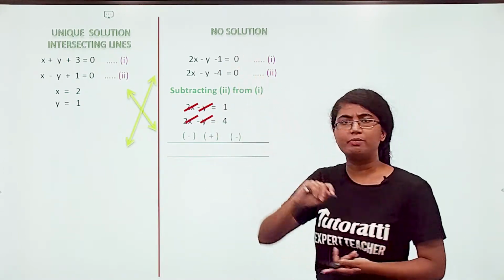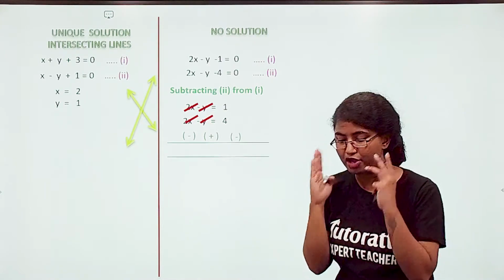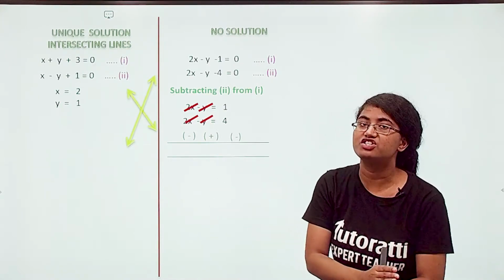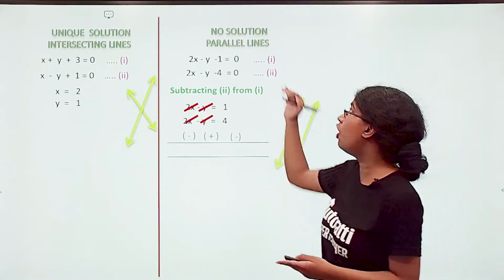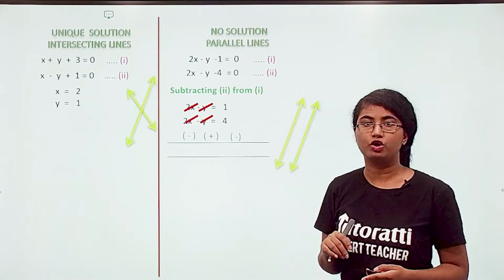And if you want to represent this graphically, that means the pair of equations do not intersect, so they are parallel lines. Okay, so this is the graphical representation of no solution. Okay, are we clear so far?